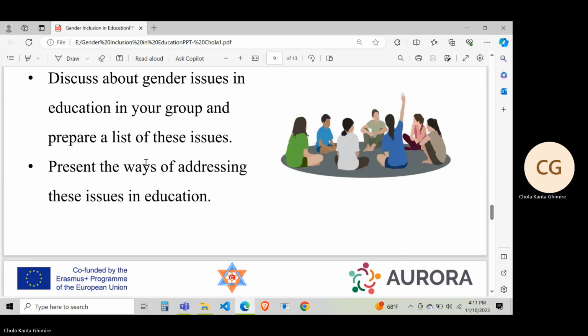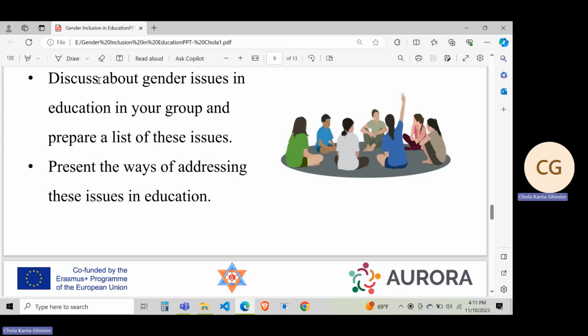First, discuss gender issues in education in your group. In your context, first discuss the issues of gender. What issues are available in your context? List them and present the ways of addressing these issues. Second, explore the ways of addressing these issues in education.